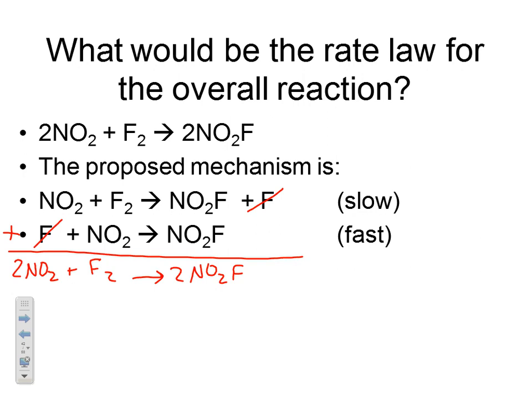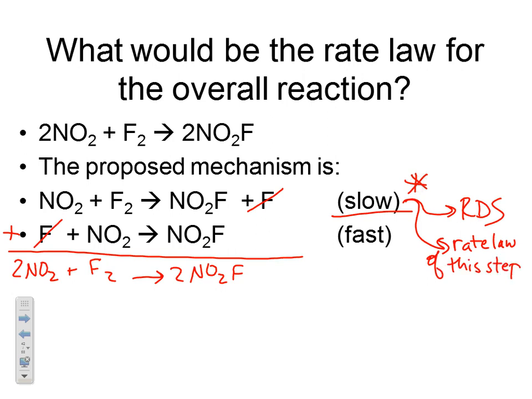Now you'll notice right here, this is actually very common in reaction mechanisms, telling you the speeds of the individual steps. It tells us that the first step is slow and the second step is fast. Well, by telling you that the first step is slow, that means that's the rate determining step. That's the slow step. So that means that the rate law of this step is the rate law of the overall balanced equation.